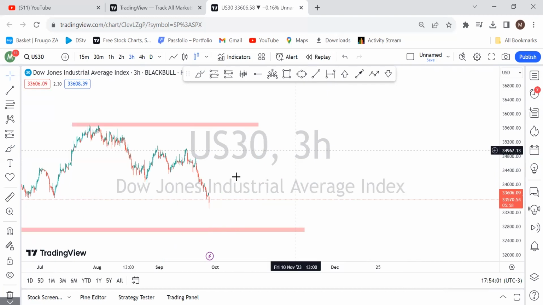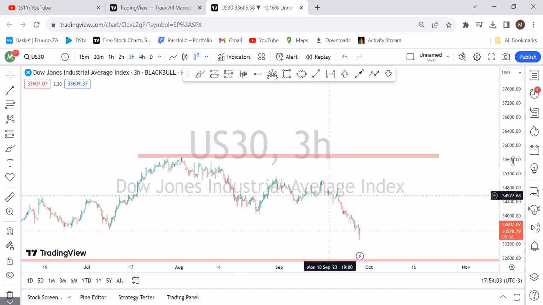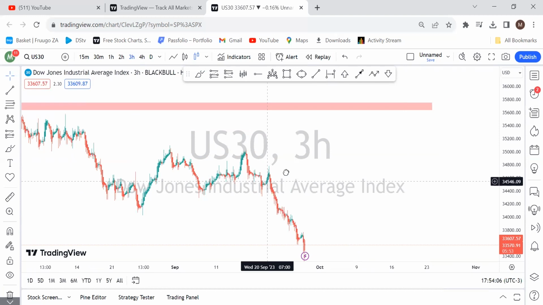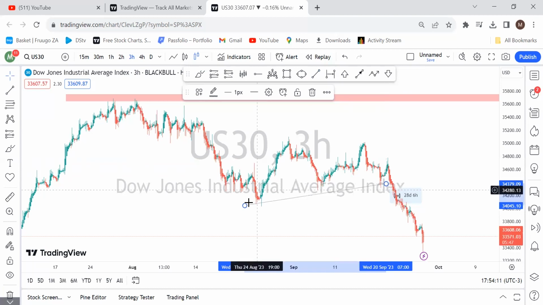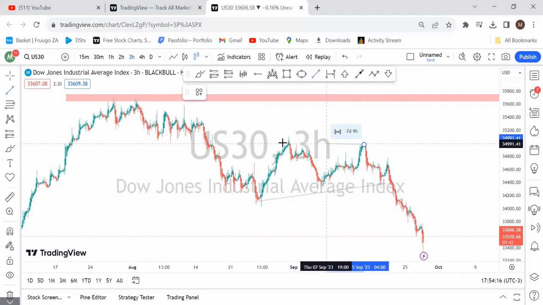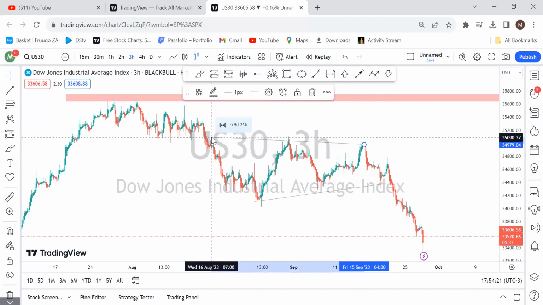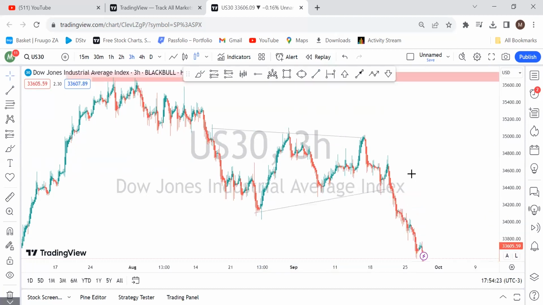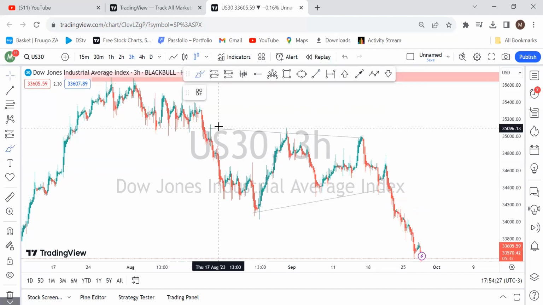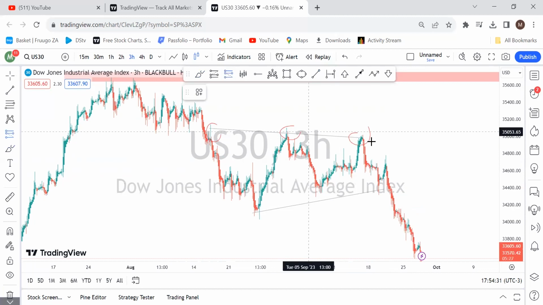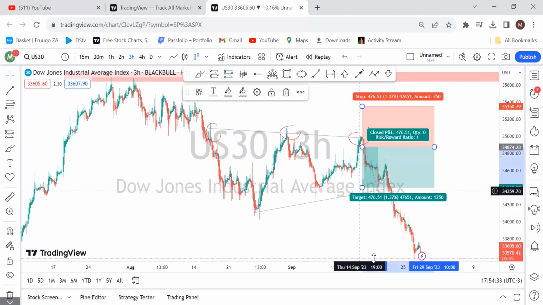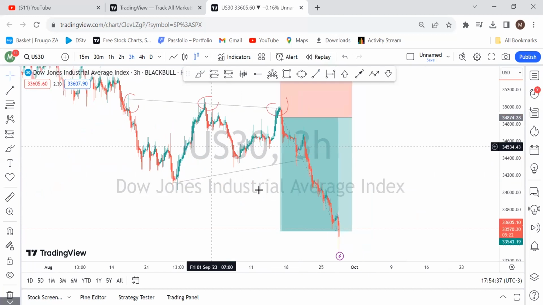Okay, so let's just zoom in and see. So you could have your support right there. Nice support. Then draw your resistance right there. So you can see we actually have 3 touches as well. First touch, second touch, third touch has probability. So right there. And simple, just like that.